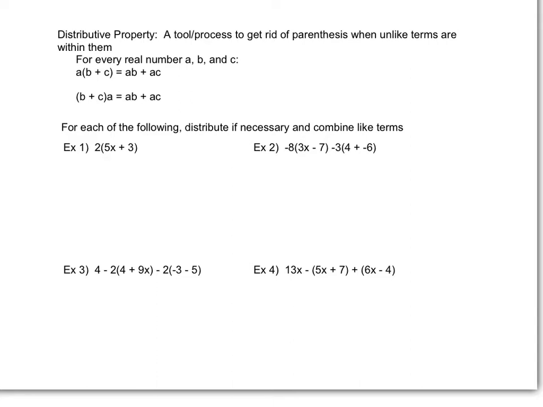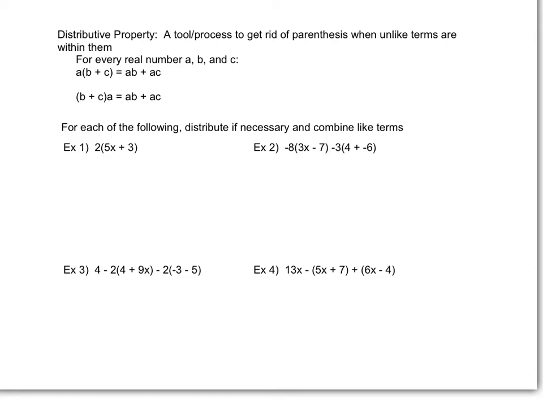So as you can see, the distributive property is a tool or a process to get rid of parentheses when unlike terms are within them. Please be careful, we do not use the distributive property if we can combine the terms inside the parentheses. Here's going to be your definition of the distributive property, your math definition.